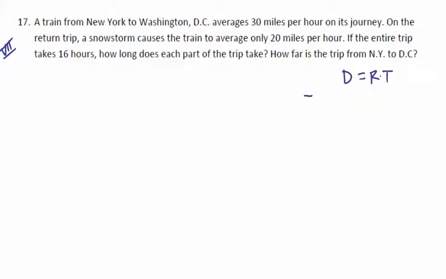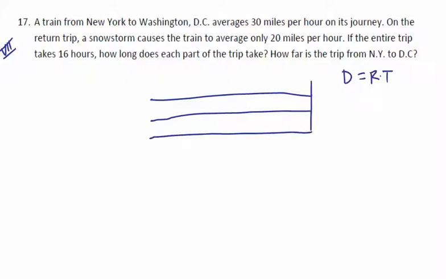So we know we have two parts to this trip, so using our chart is a good choice here. We have New York to DC, and we have DC to New York, and we have distance equals rate times time. Alright, so what do we know? We do know that from New York to DC we averaged 30 miles per hour. From DC back to New York, because of the snowstorm, we averaged only 20 miles per hour. Now, what do we know about the time? We only know that the entire trip took 16 hours.